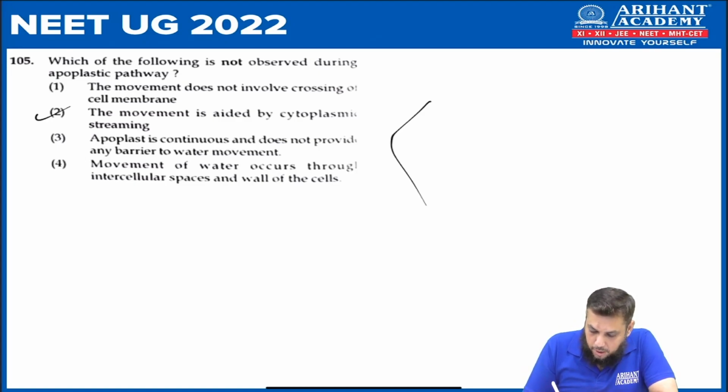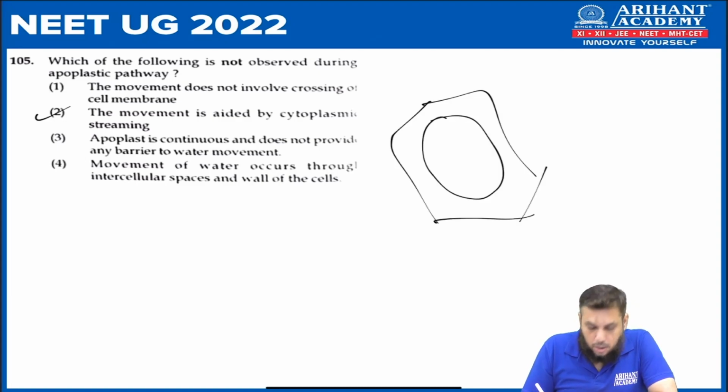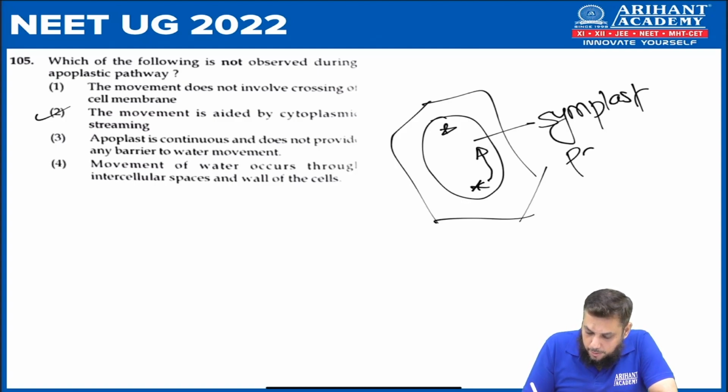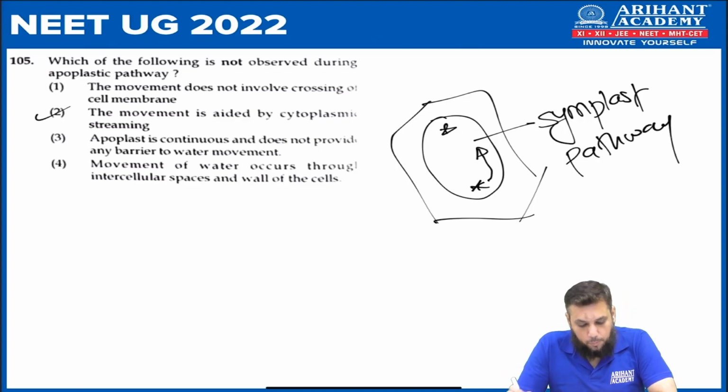Now cytoplasmic streaming, which is also known as cyclosis, occurs inside the cytoplasm, aided by certain proteins like actin and ATP, where the molecules are transported within the cell. It is a characteristic feature of the symplast pathway and not the apoplastic pathway, because the apoplastic pathway is a non-living pathway. It is along the cell wall and the intercellular spaces. It does not include the cytoplasm, whereas movement aided by cytoplasmic streaming will include the cytoplasm, and that is true for the symplastic pathway, not for the apoplastic pathway.